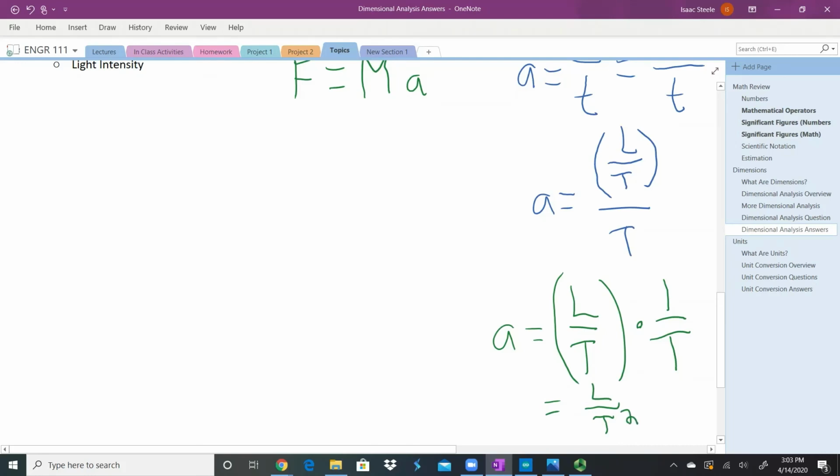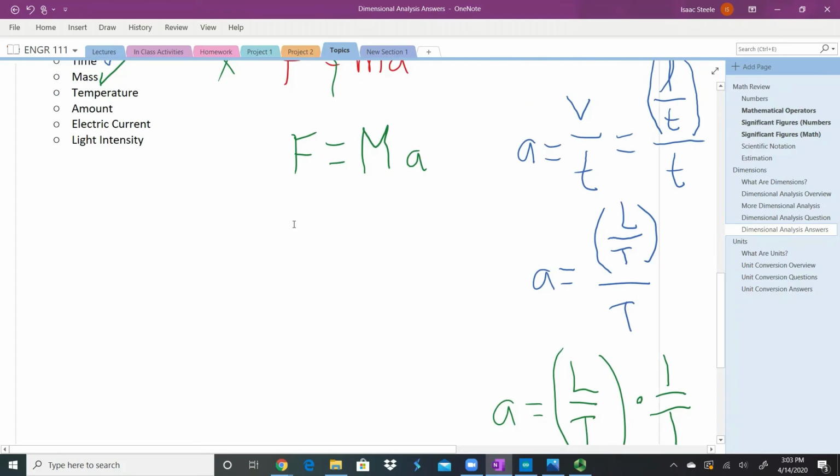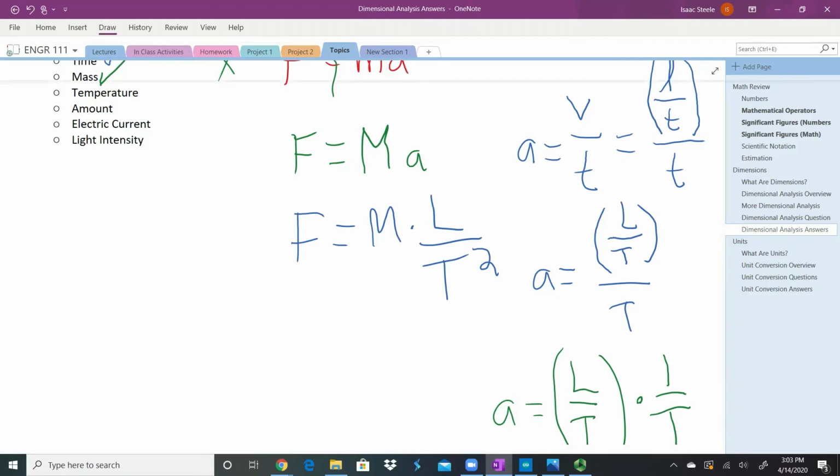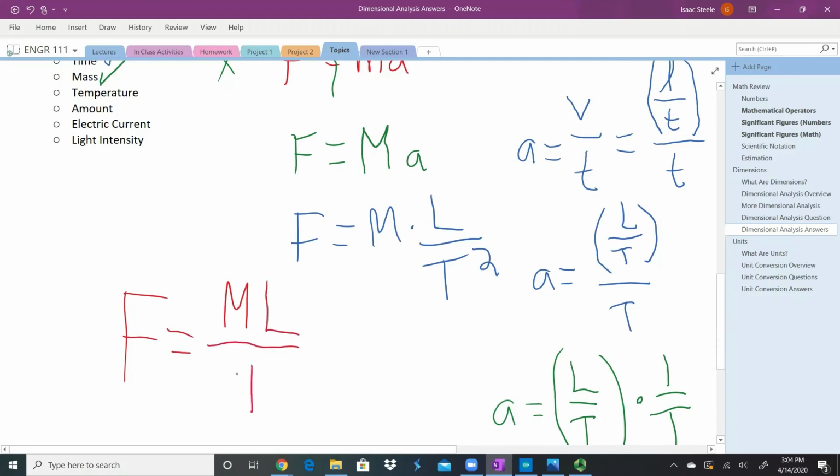So now I'm going to go up and put that into here. Force equals m times a length over a time squared. And I can simplify this. I can make it look a little bit neater. Maybe not with my handwriting, but at least with my math here, and say that force equals a mass times a length all over time squared.